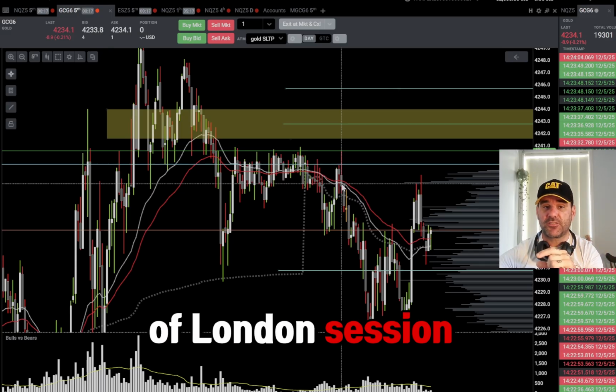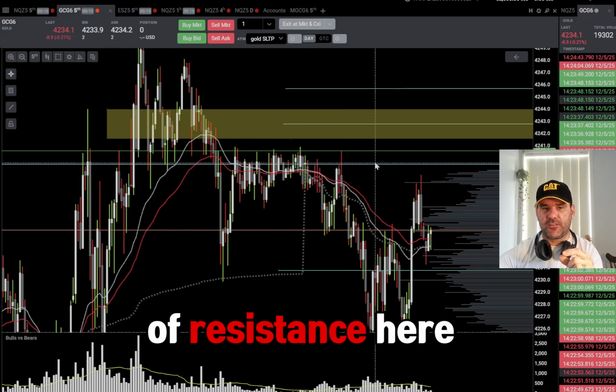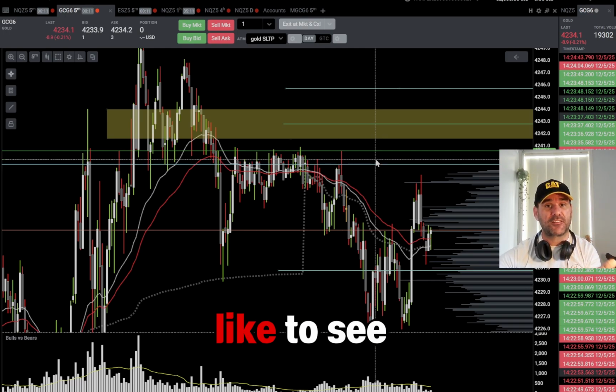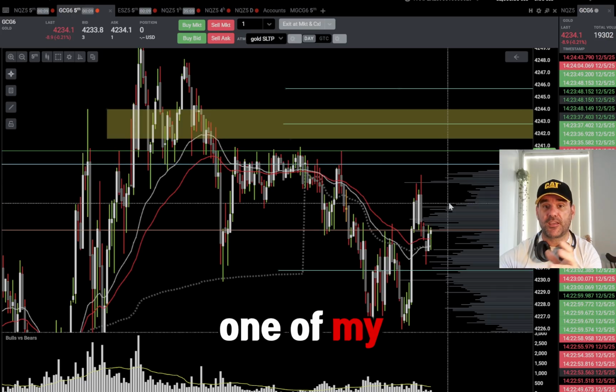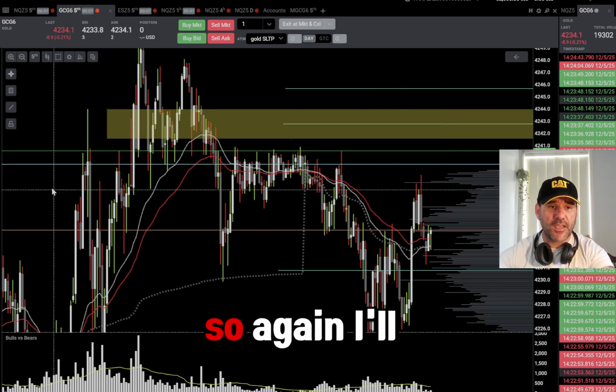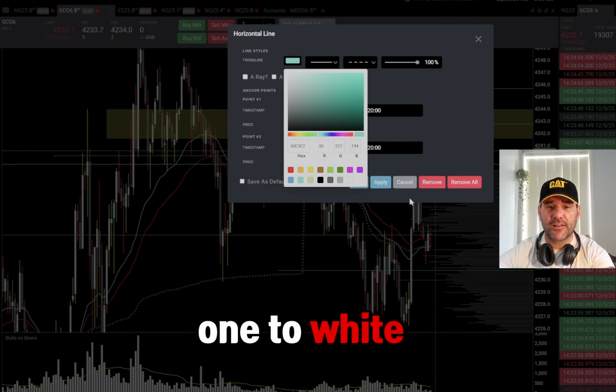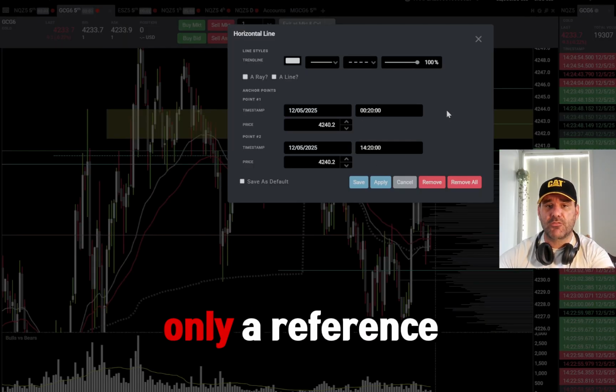towards the end of London session, but a lot of resistance here. So I'm interested in the resistance side of this one. If the trade plays up to this, I'd like to see what it does, especially if it lines up with one of my key levels. So again, I'll get a line, I'll slap it across that. I'll change this one to white, just because it's only a reference point for me.